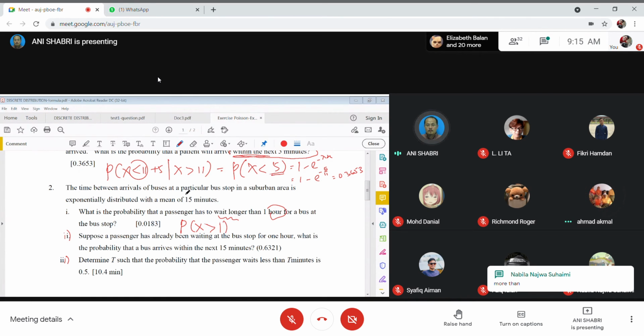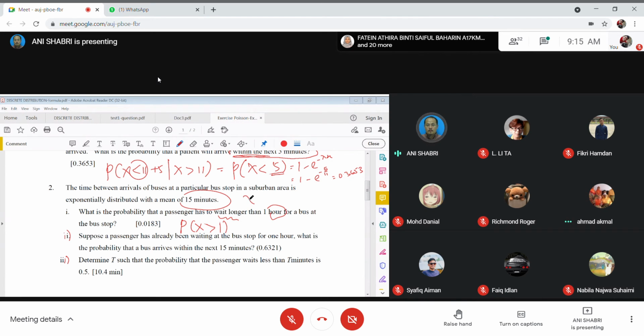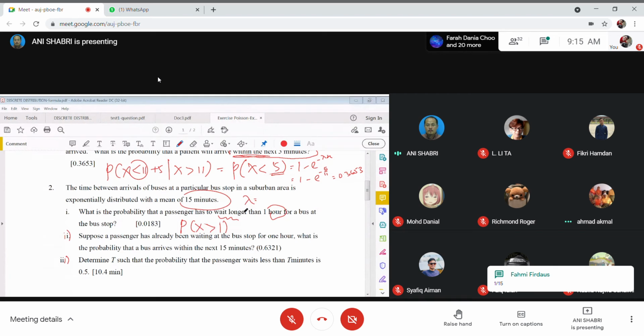Kalau tengok this one is minute. So, okay, what is the value lambda? Lambda is very important. What is the value lambda? Lambda. Okay, Ahmad, berapa lambda? 1/15. 1/15 and okay, this one is 15. Okay, for this one is hours. Kena ubah, change hours. Hours jadi kena samakan.